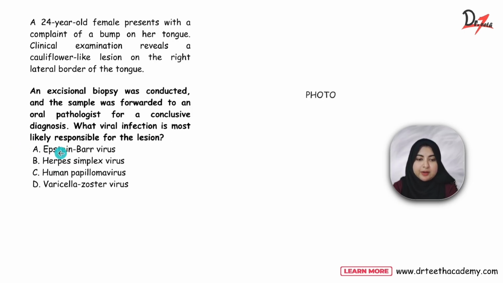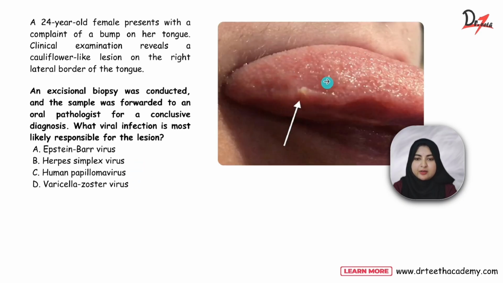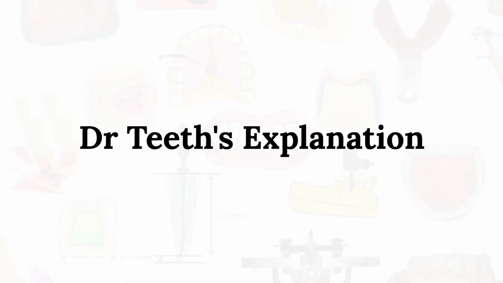Is it Epstein-Barr virus, herpes simplex virus, human papilloma virus, or varicella zoster virus? Let's see the photograph. So we are referring to this lesion, this bump on her tongue, which has been described as a cauliflower-like lesion. So let's find out what would be the right answer.